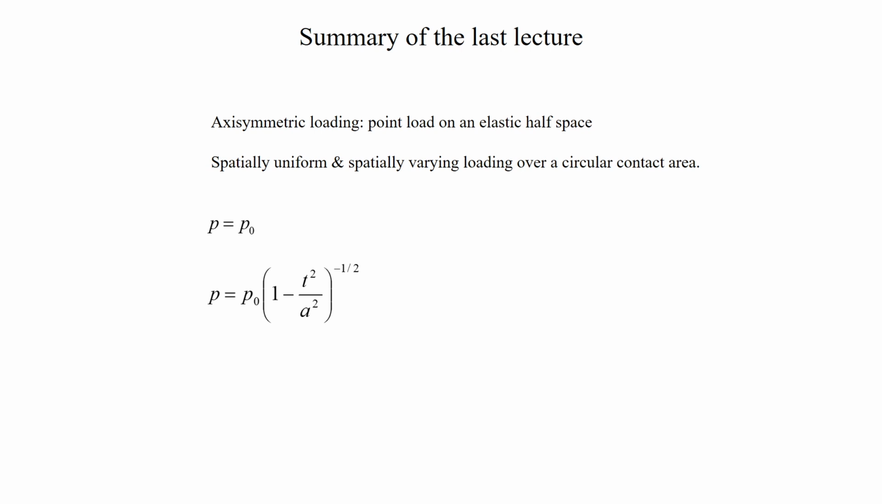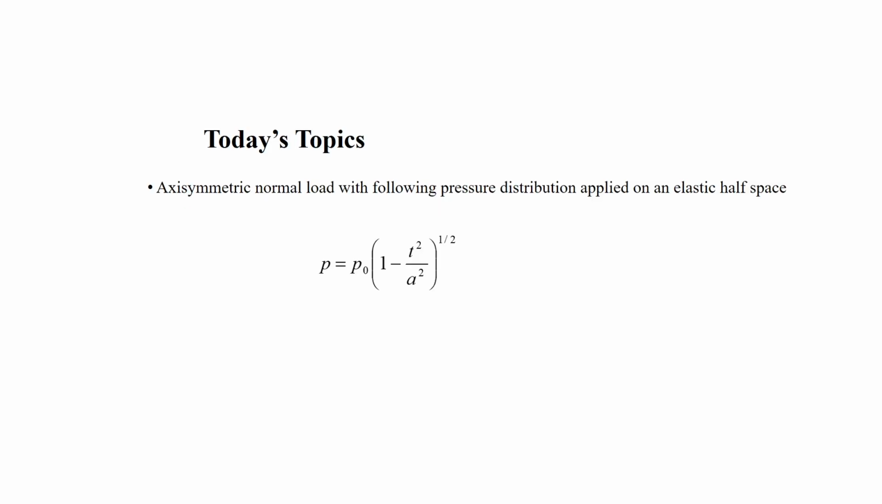So, today we will discuss another distribution of pressure onto this elastic half space, and that is given by this, where p is equal to p0 into the square root of 1 minus t square by a square. As you can see, in this case the pressure is maximum at the center, at t equal to 0 or r equal to 0. Here t and r are actually equivalent, and I will just show you in a minute, and p is equal to 0 where t or r is equal to a.